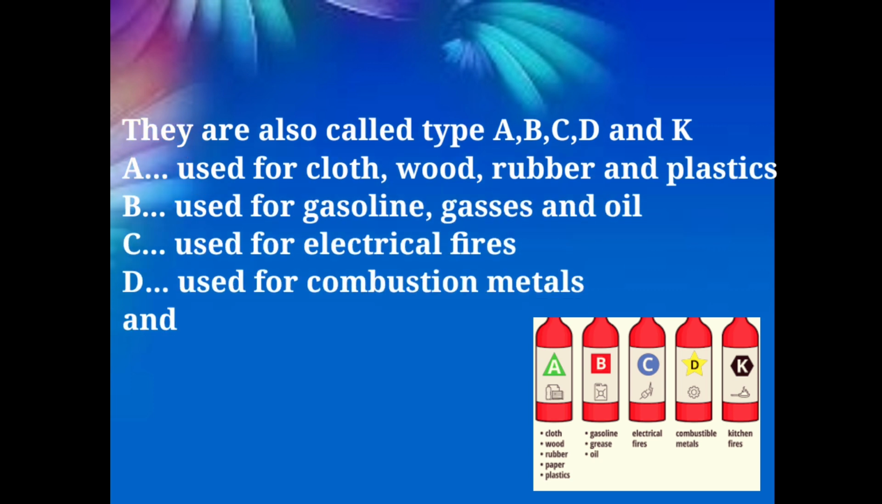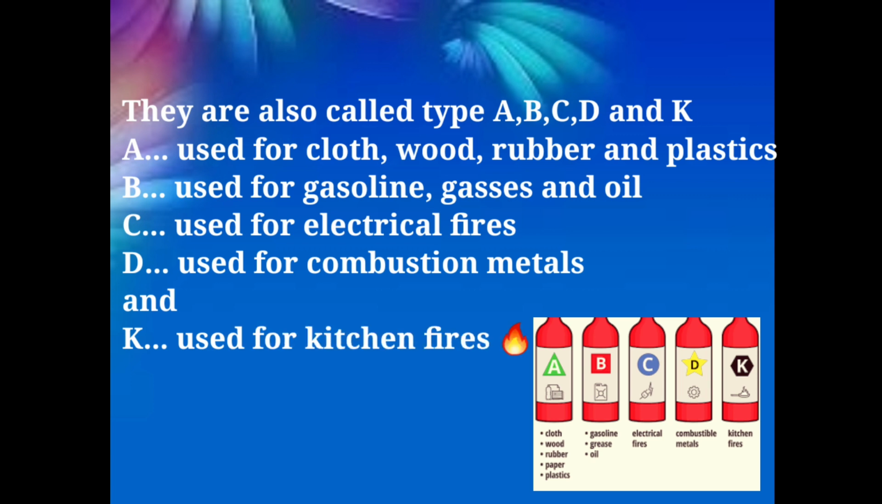A type is used for cloth, wood, rubber, and plastics. B is used for gasoline, gases, and oils. C is used for electrical fires. D is used for combustible metals, and K is used for kitchen fires. So this is the summary of the video.